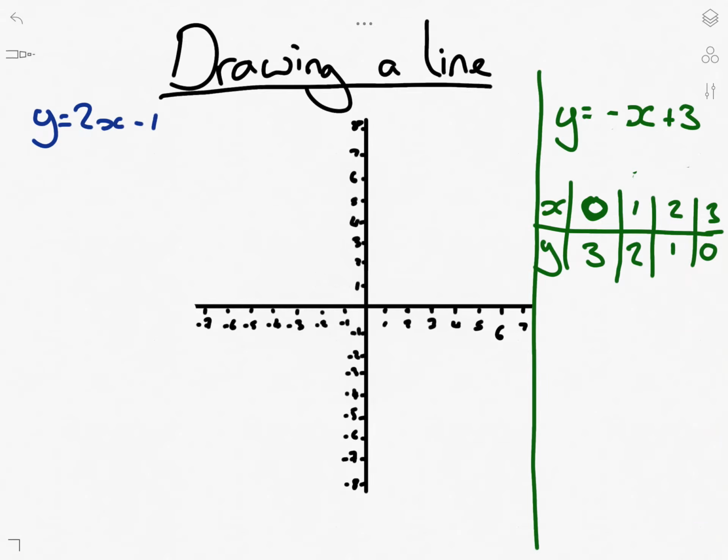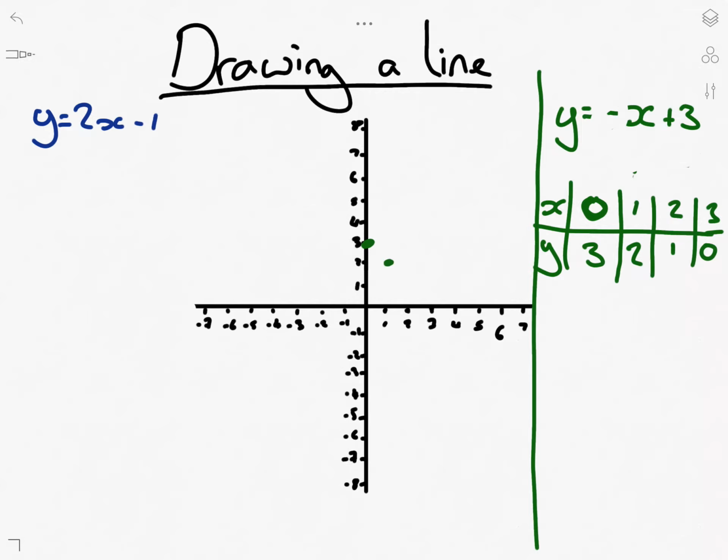So we have 0, 3. So x is 0, y is 3. 2, 1. Sorry, 1, 2. So x is 1, y is 2. So that's here. And once you've got 2 points, you can actually make the line. But that's the reason why we do a third point, just to make sure that we've got the line correct. So it should be making a straight line.